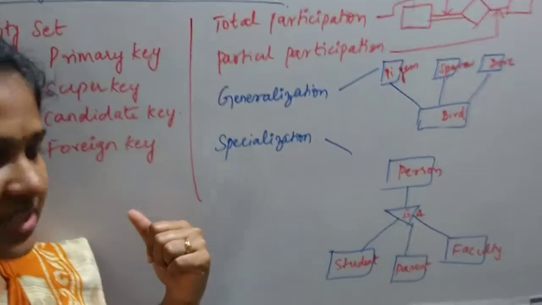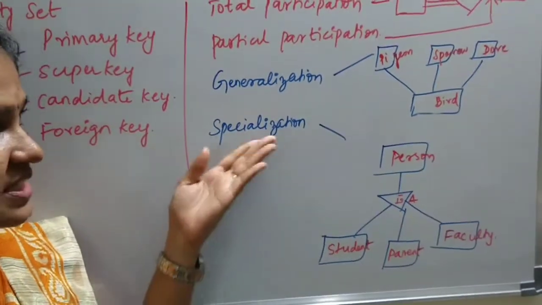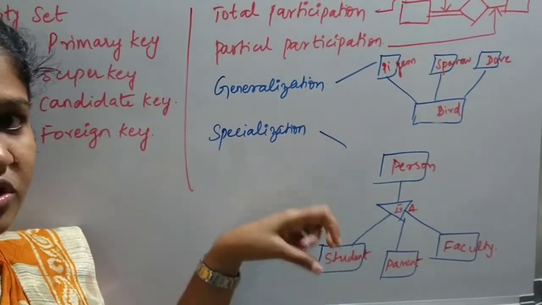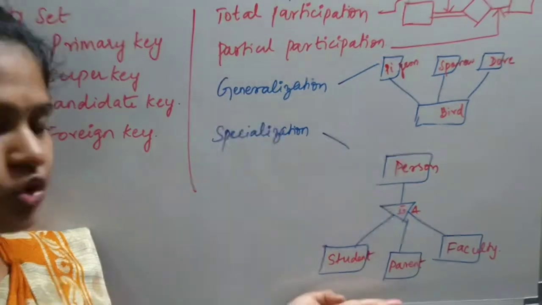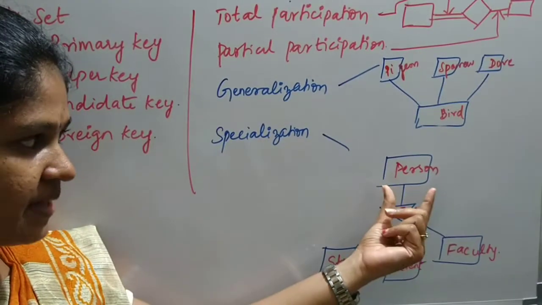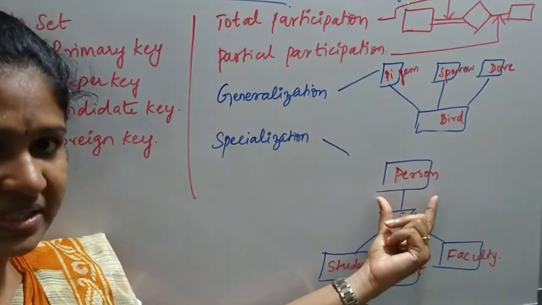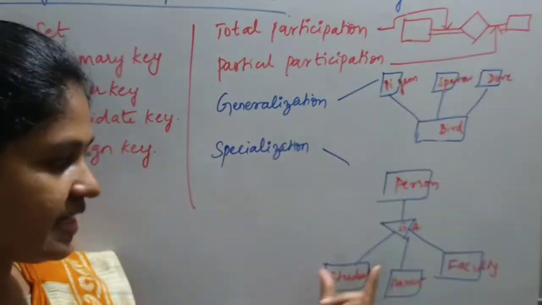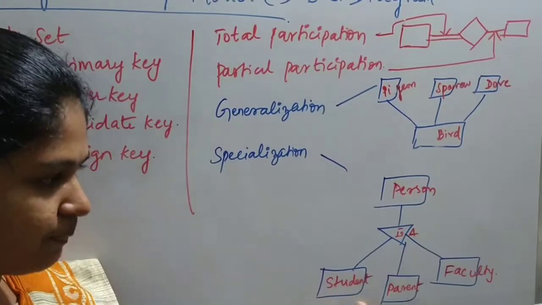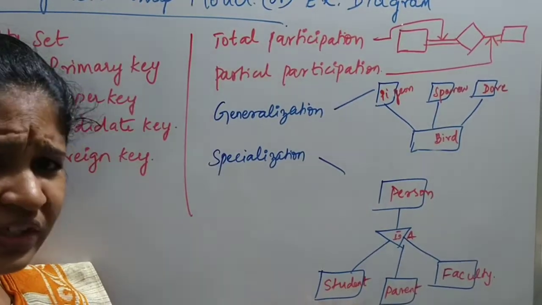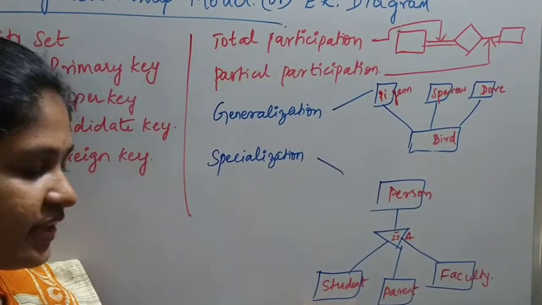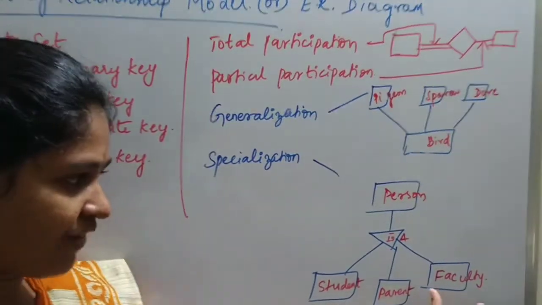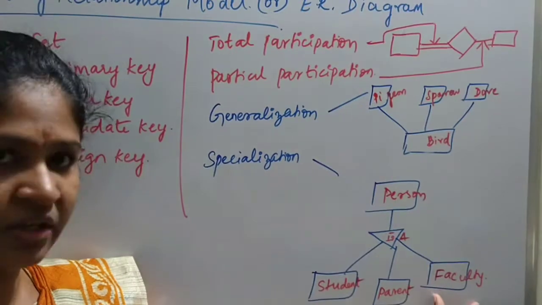Next is specialization. Specialization is the reverse of generalization. It tells about the extra features or specialized attributes of our entity. For example, here I am considering a person. A person is an entity. A person can be either a student, parent or a faculty. A student will have the student ID, roll number or register number. Parent will have the user ID. Faculty will have the faculty code in an organization.